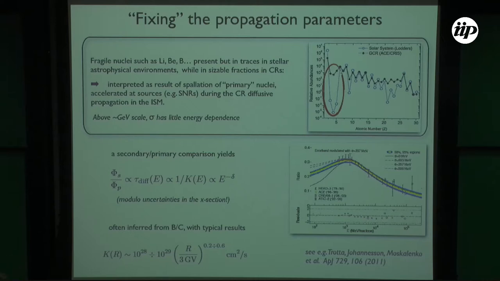These are typical values that you find in the literature. For your understanding, the diffusion time scales we are talking about, around a few GeV, are of the order of tens of millions of years. So you see there is an acceleration for tens of thousands of years, and there is a propagation of tens of millions of years, so there is a factorization of scales here.